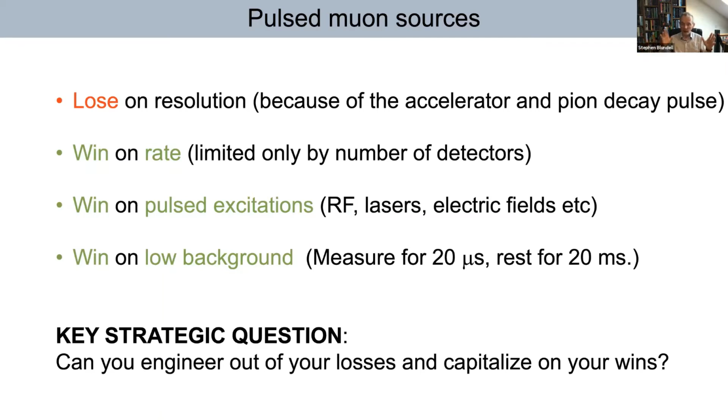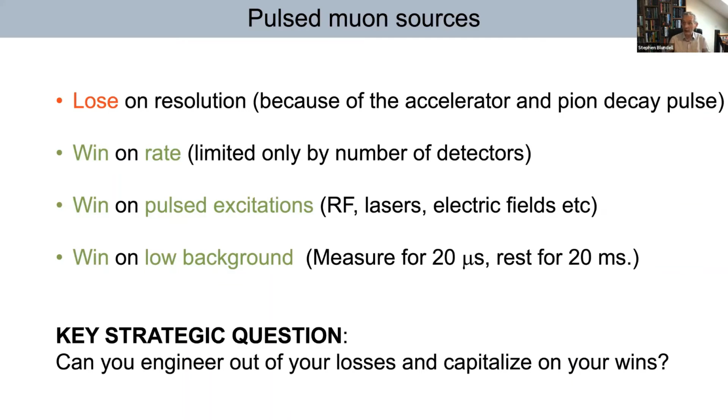The reason for this is that essentially you're measuring for the order of 20 microseconds, but the pulses only arrive every 20 milliseconds. So for most of the time, you're not measuring. And any background is likely, therefore, more often than not, to hit your detectors when you're not measuring.